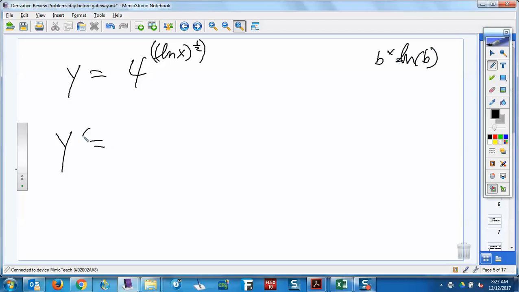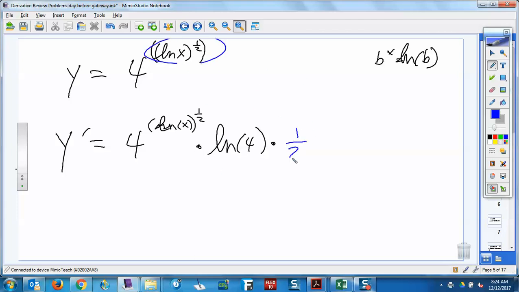So y prime is just going to be 4 raised to the ln x to the 1/2. So that's just its own thing. Times, you can put the ln 4 in right away if you want, or put it in later. And then times the derivative of the inside. So now I'm only looking at the blue thing, only looking at that.